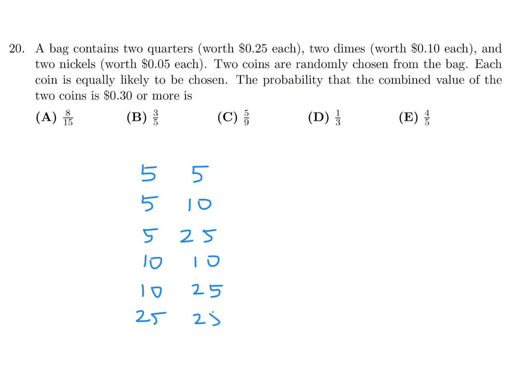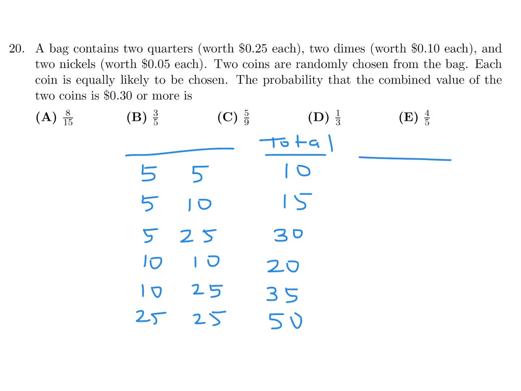These are the combinations. When two coins are chosen randomly, what are the possibilities? These are the possibilities. Now we have to figure out, I'll just write the total. So this is a total of 10 cents, 15, 30, 20, 35, and 50. But the next part is the most important, which is how many ways. There's only one way of getting that. There's 4 ways of getting this. 4 ways, 1 way, 4 ways, 1 way.